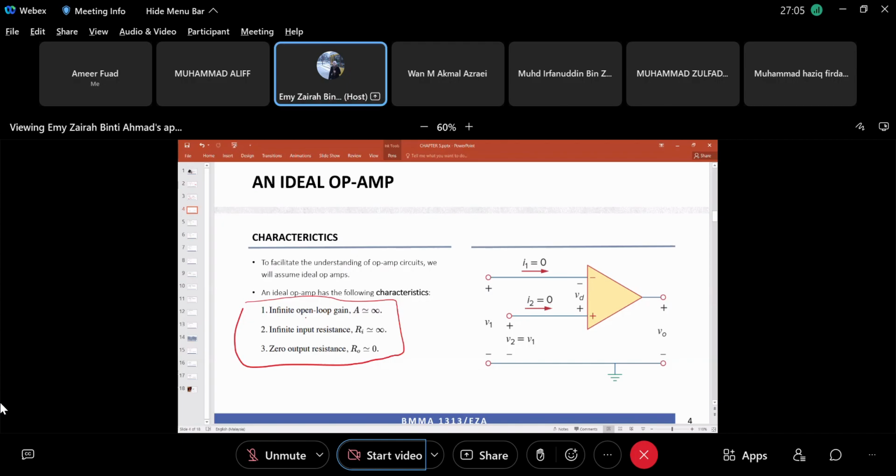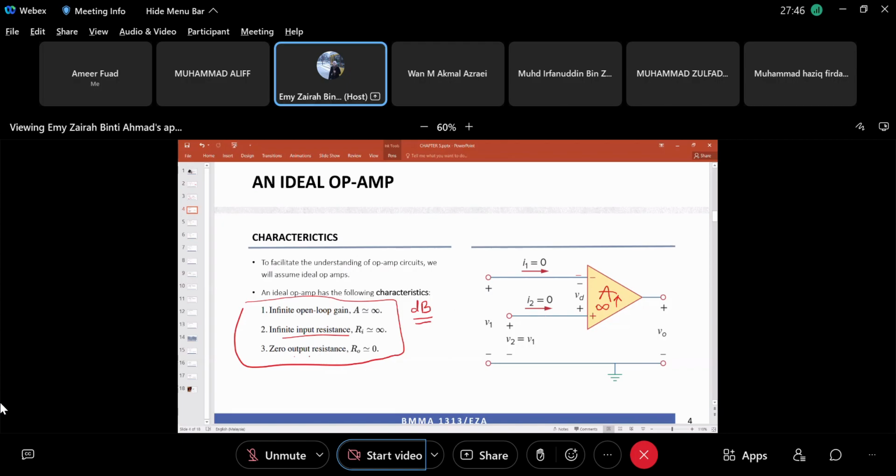The infinite open loop gain. Later I will show you what is infinite, what is A. Sometimes we state it in dB, decibel. And then infinite input resistance, meaning that the resistance inside here is infinite, very high resistance. The resistance in this op-amp circuit is very high, which is infinite. That's why the current we assume into the circuit is zero, because the resistance is too large. So current cannot flow, I1 and I2 equal zero.